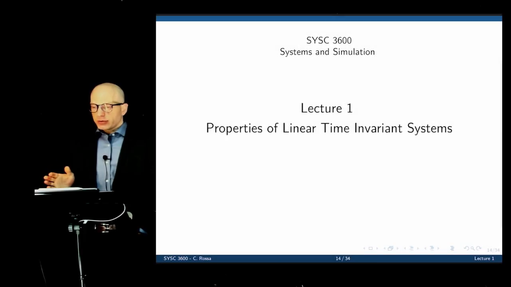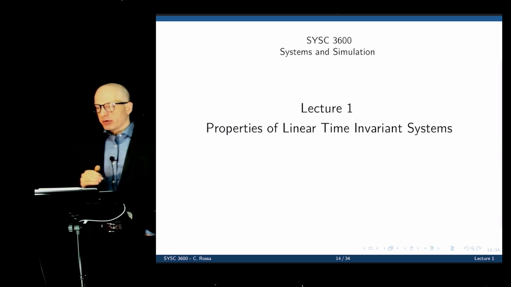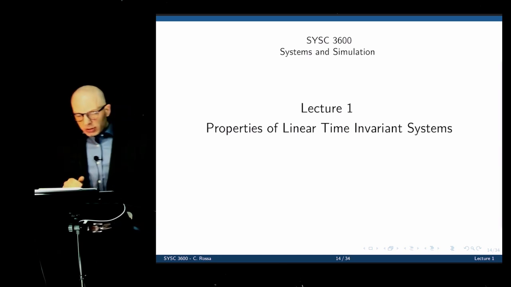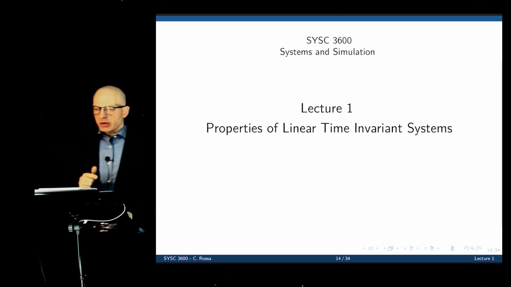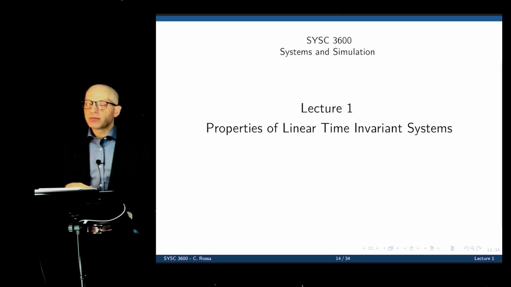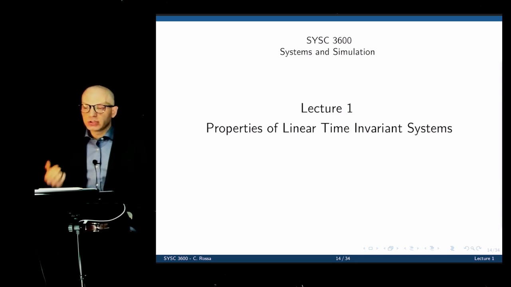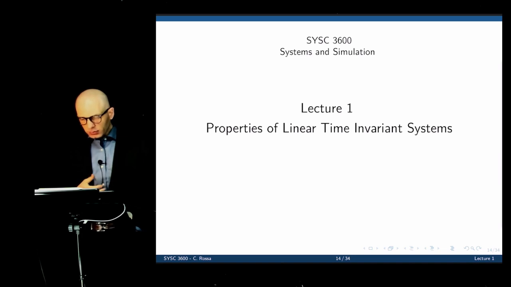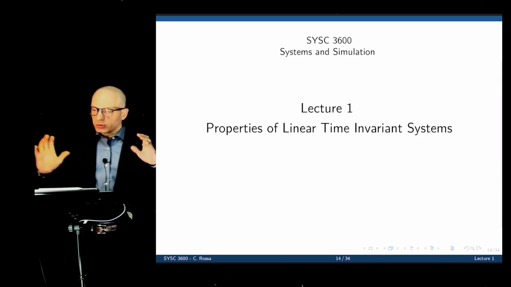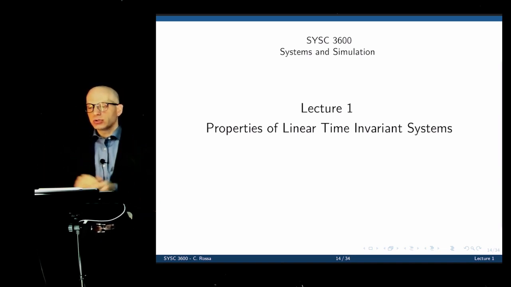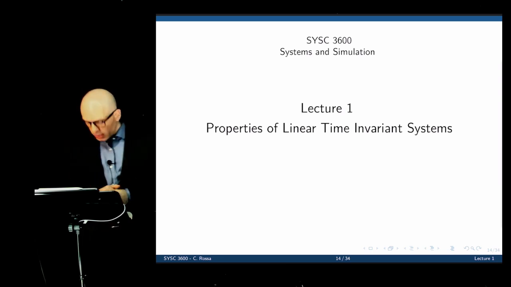This is the very first lecture in this class, Properties of Linear Time Invariant Systems. You see here a combination of important words: linear time invariant systems. We're going to study dynamic electrical systems that are linear, we're going to see what that means later, and time invariant. That will limit the scope of what you're going to see to a subclass of systems.